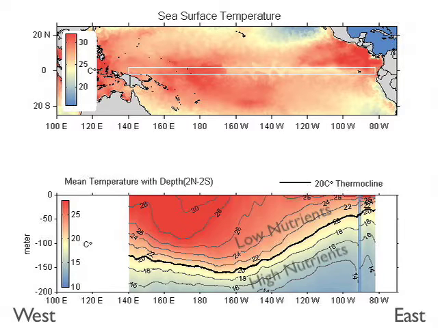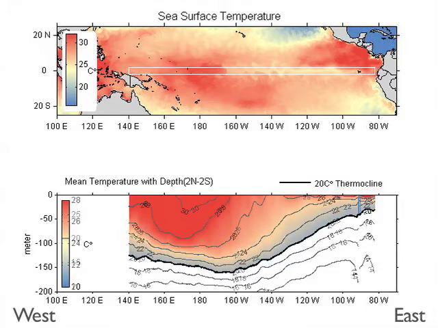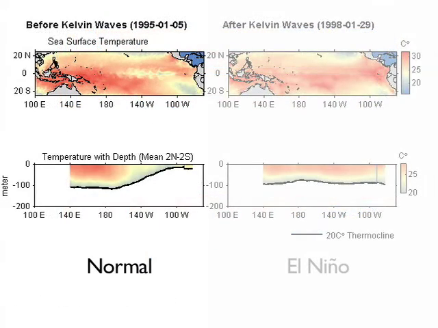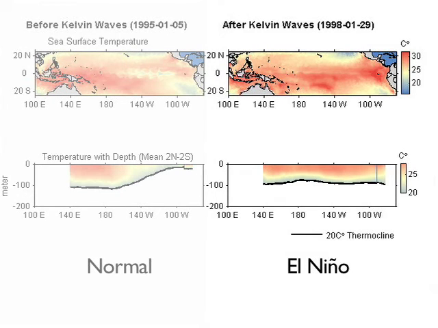In general, water below a thermocline is higher in nutrients than water above a thermocline. Scientists use the depth of the 20 degrees Celsius thermocline in the equatorial region of the Pacific Ocean to determine if an El Niño event is occurring. In normal years, the 20 degrees Celsius thermocline is deeper in the western boundary region and shallower in the eastern boundary region. But during El Niño, this thermocline becomes flattened.